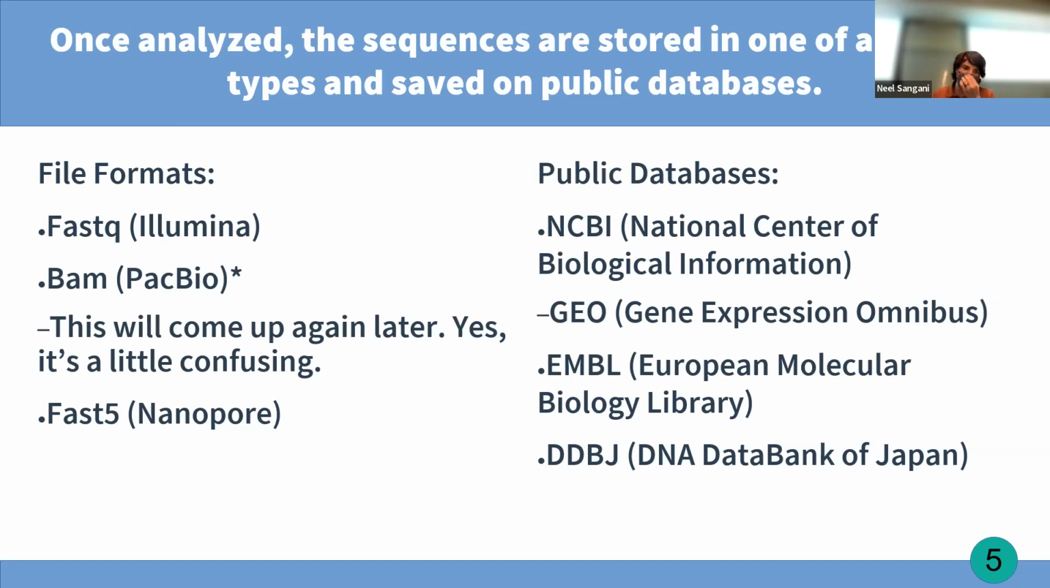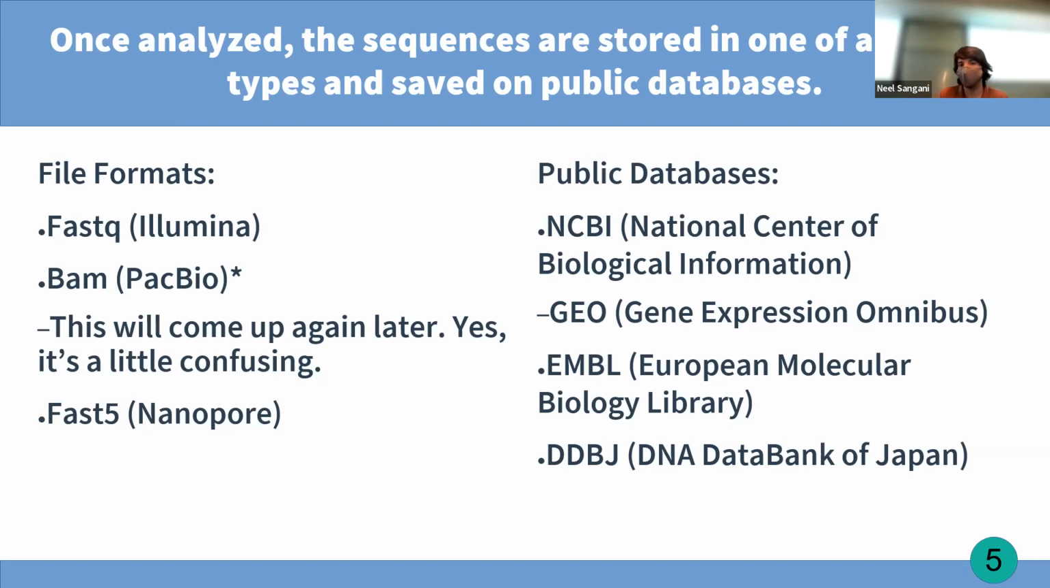And then finally, the FAST5. This is the traditional nanopore format. I'm not going to say it has all the sequence information, but it also has some other information that is exclusive to nanopore and how that technology works. So we're not going to go over it. Just know that if you see a FAST5 file, it's from nanopore sequencing.